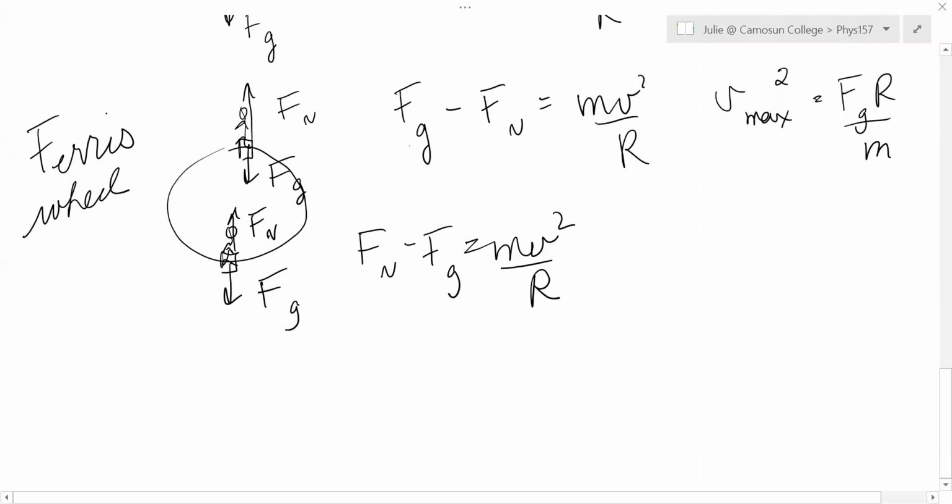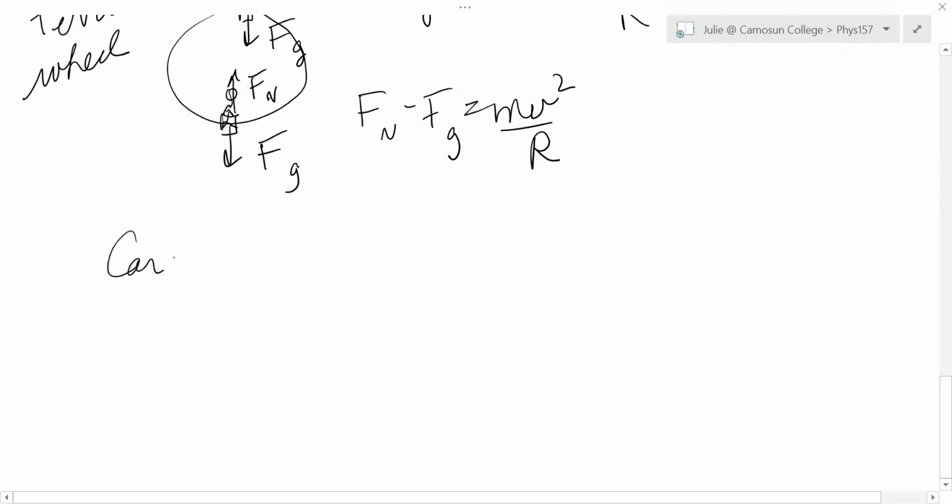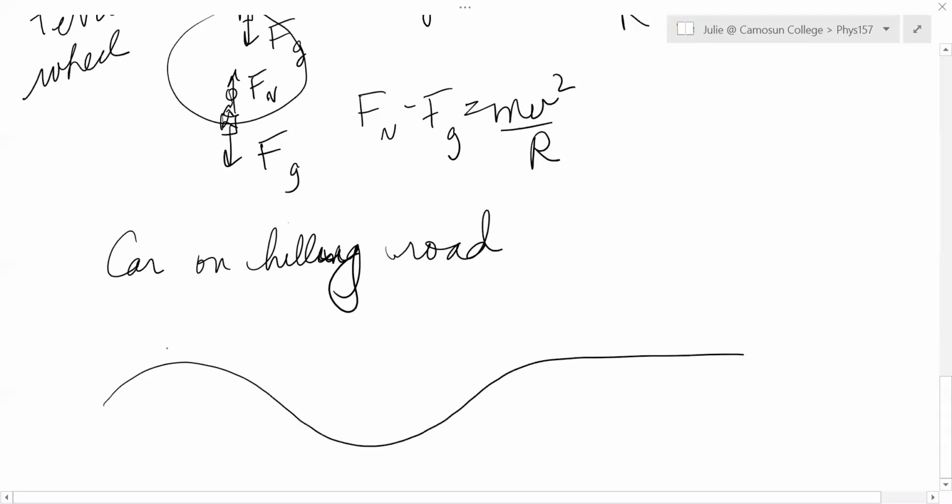Okay, and then there is the car on a hilly road, not turning a corner, but just driving up and down. Whoops, hilly. I don't know why I keep putting it G, hilly. I don't know how to spell hilly. Anyway, hilly road. Okay, so this would be the car driving around like this. So here you are going over the top of a hill, and then when you're down here, you're in a valley. And you're going down along like this. And then here, this would just be level ground.